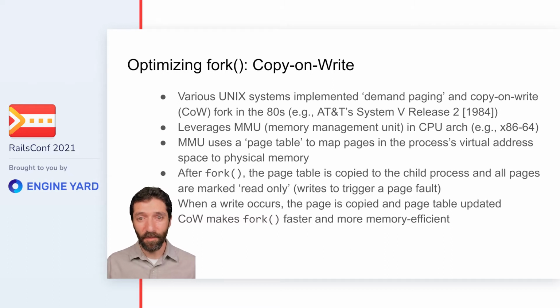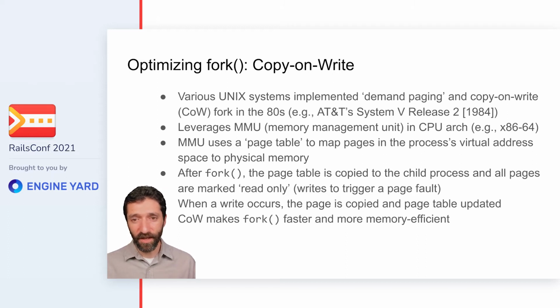The next important optimization of fork was copy on write, which various Unix systems implemented in the 80s, for example, AT&T's System V Release 2, which is a really popular Unix system. It leverages features of the MMU, or memory management unit, of a CPU architecture, for example, x86-64. So it needs that hardware support in order to function.